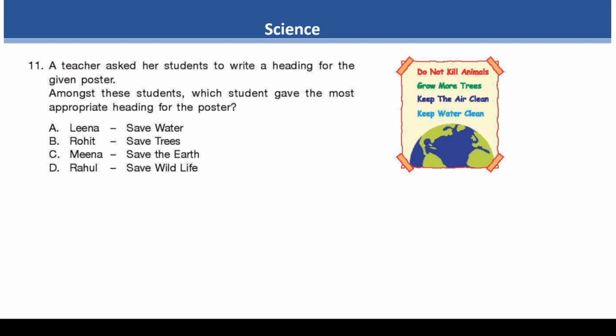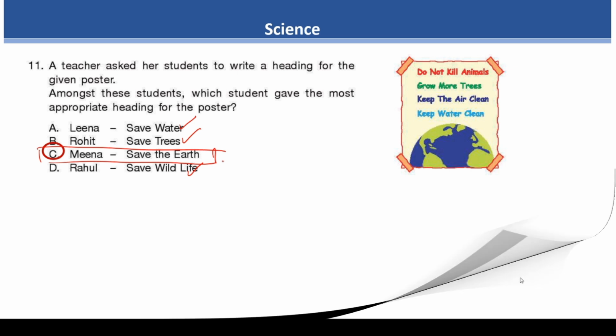Well, the poster says do not kill animals, that is saving wildlife, grow more trees, save trees, and keep the air clean and keep the water clean. So, actually, all of this is required to save the earth. So, Meena's title is the right title.